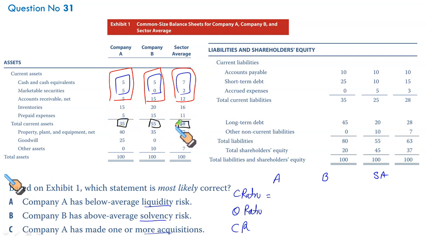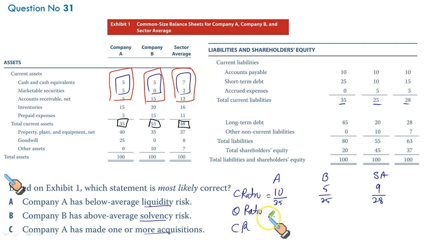Okay, first let's calculate the cash ratio. That will take 5 plus 5, 10, 5 plus 0, 5, and 7 plus 2, 9. The denominator will be current liabilities, for these 35, 25, and 28. The denominator will remain the same for all. So it's going to be 35 for the first one, 25 for the second one. It'll take time, but somehow it will help you manage a question that has more data.